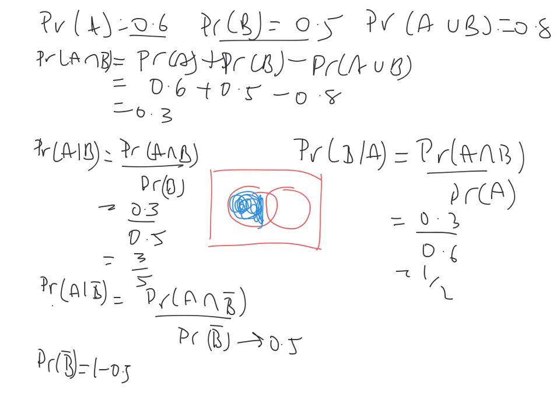So, all of A is 0.6, and there's a 0.3 overlap, that means that this part here, A intersecting with not B, is 0.3. So over here we'll end up with 0.3 over 0.5 to once again give us 3 over 5.